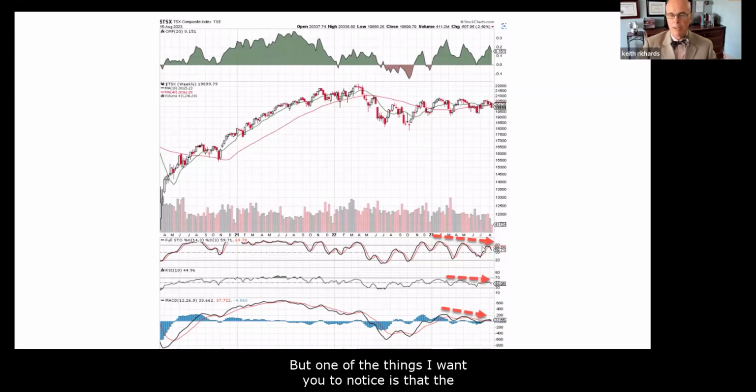But one of the things I want you to notice is that the stochastics, which is a very quick moving indicator, now keep in mind this is a weekly chart, and the RSI, which is a slower moving indicator, and MACD, which is a very slow moving momentum indicator, all of these have been diverging negatively against the market. So that really gave us a heads up a while back that the market was likely to sell off. And by the way, we saw the same thing on the US indices, not so extreme though.